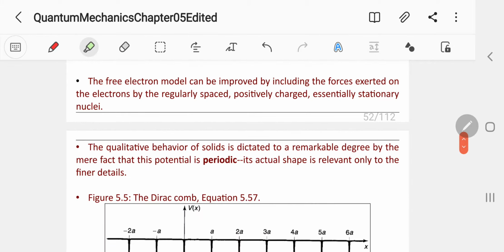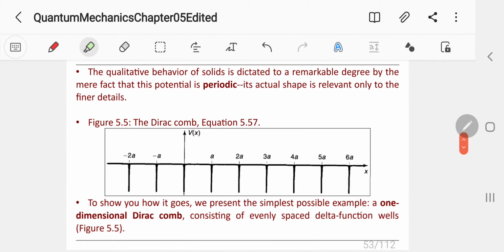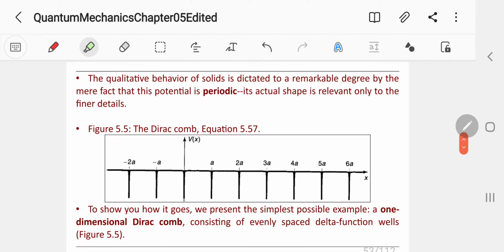So that potential will actually give you a periodic one, because they're regularly spaced, and so we can create a model for that. And the one-dimensional model that we can have is the Dirac Cone. Here you have, for example, these are the regularly spaced nuclei, the potential of the regularly spaced positive charge.